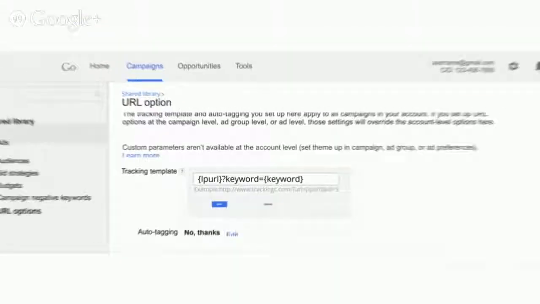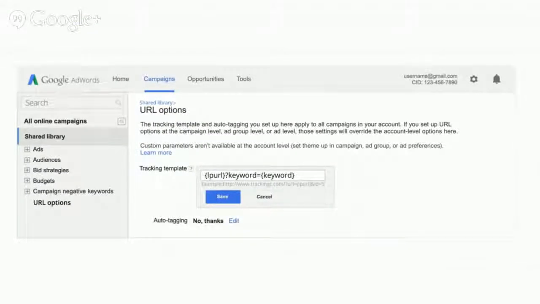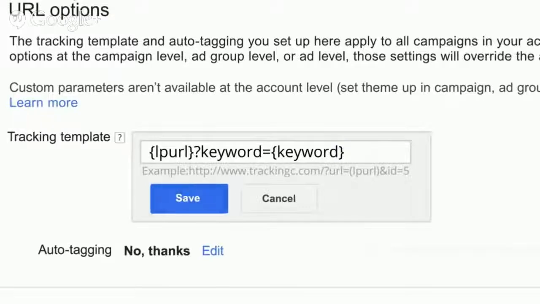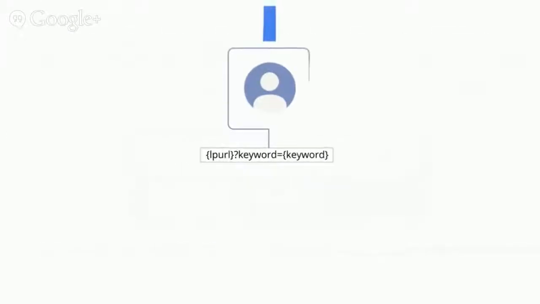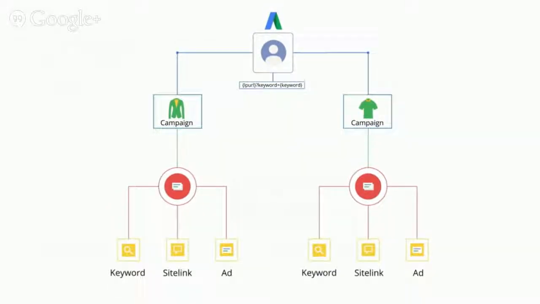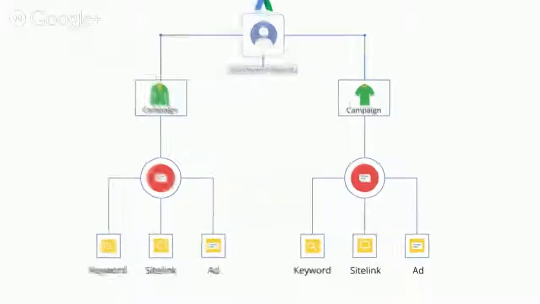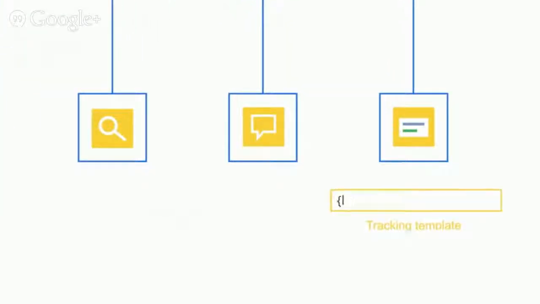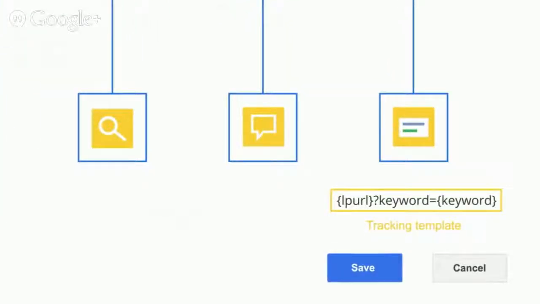With upgraded URLs, you can now manage your tracking information in a central location using shared tracking templates. You'll be able to quickly make changes in one place and apply those changes across your entire account, campaigns, or ad groups. This saves time and helps you manage your tracking updates at scale. Of course, you'll still be able to manage your tracking information at the individual level using keyword, ad, or site link level templates.